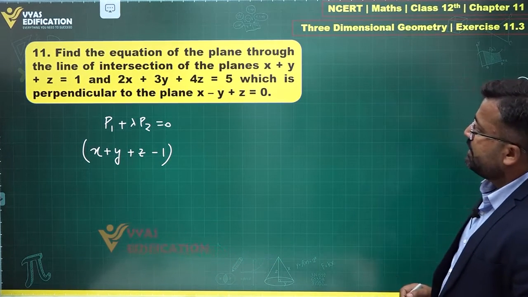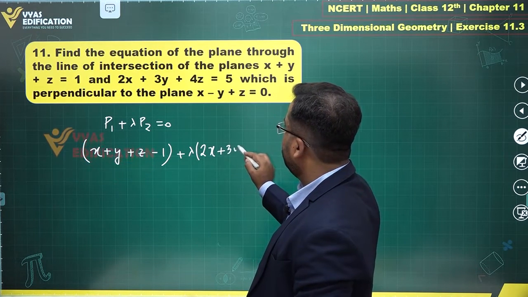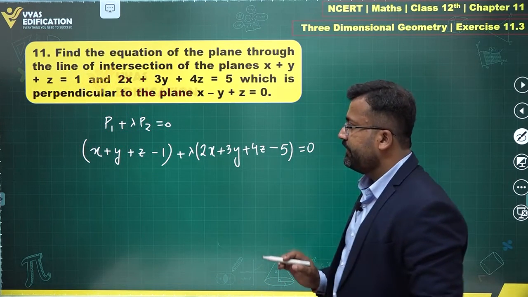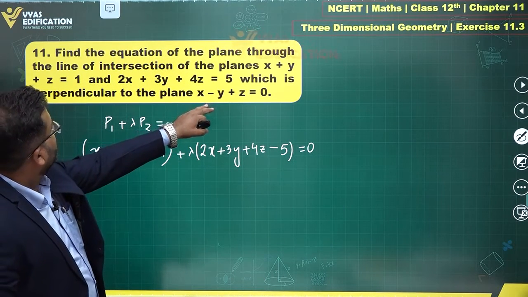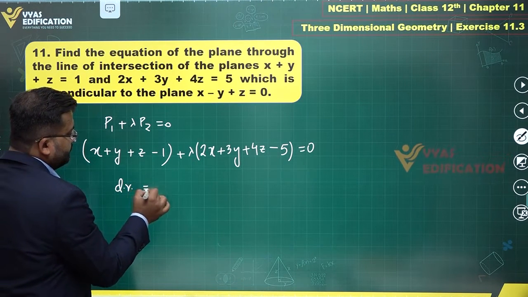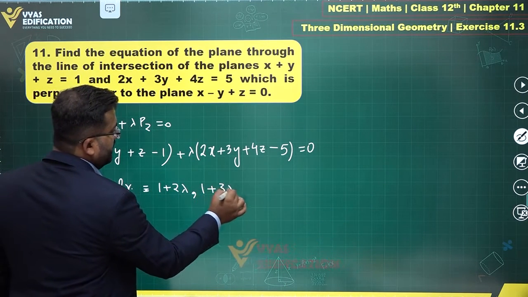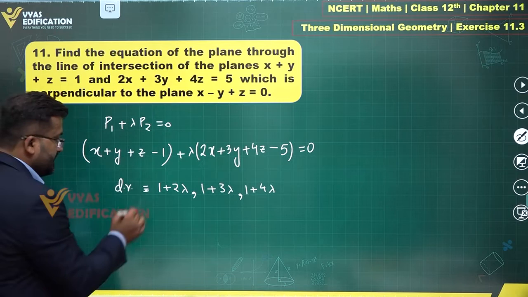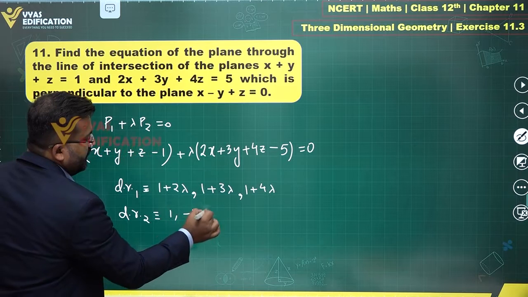X plus y plus z minus 1 plus lambda times 2x plus 3y plus 4z minus 5 is equal to 0. This is what you have. And if we can find the direction ratios of this particular plane, then we can make it perpendicular to this particular plane and find the value of lambda, right? So direction ratios will be nothing but 1 plus 2 lambda, comma 1 plus 3 lambda, comma 1 plus 4 lambda. And the other direction ratios, this is direction ratio of one plane, the direction ratio of the second plane will be 1, minus 1, 1.